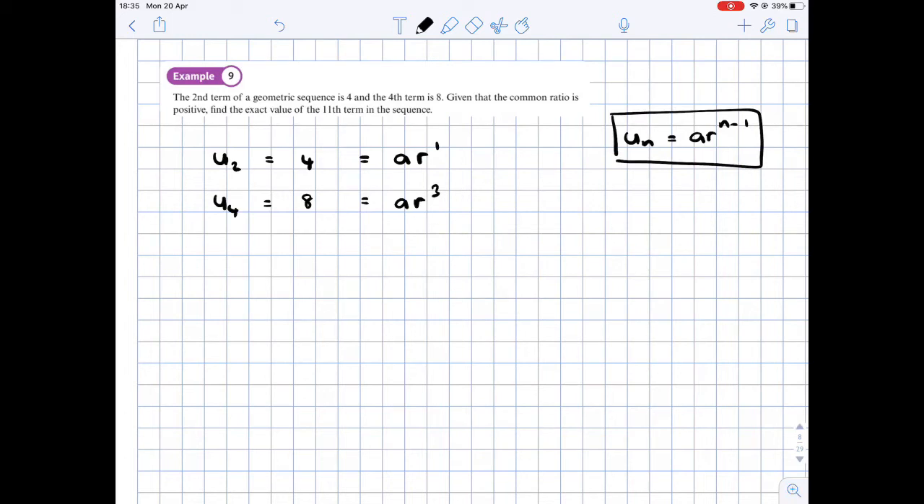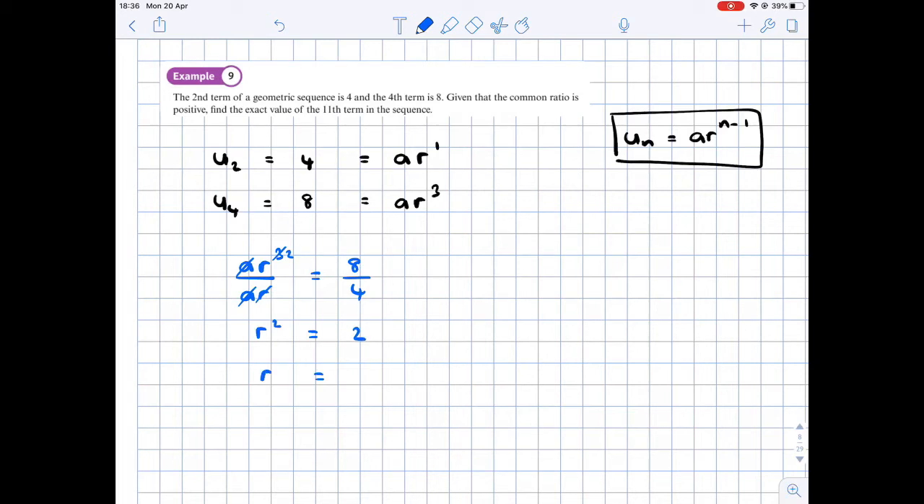Okay, here we have a simultaneous equation. We could try and separate, but actually in this case it is easier to rewrite this and think, because the left hand side of one is equal to the right hand side of another, we could write this as ar cubed divided by ar is equal to 8 divided by 4. Then, cancelling, the a's cancel, r divides into the bottom once, and that becomes an r squared. So therefore, r squared is equal to 8 divided by 4 is 2.